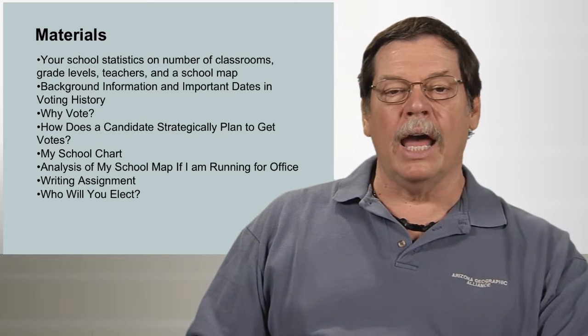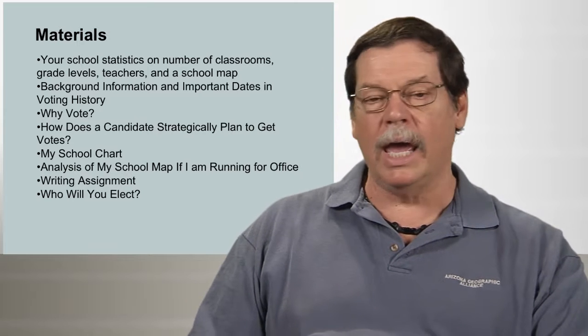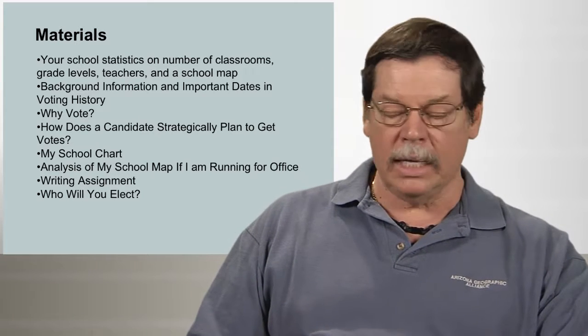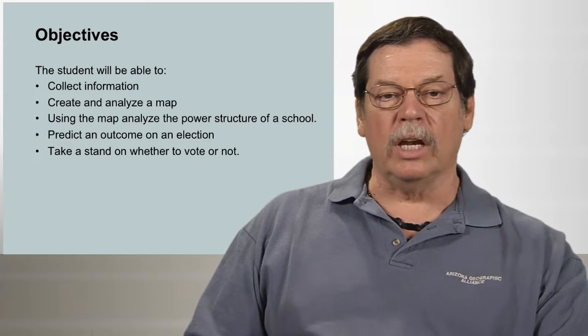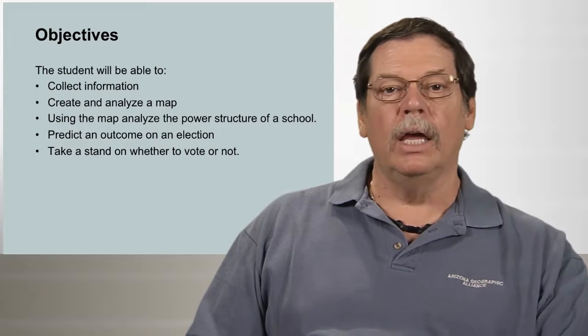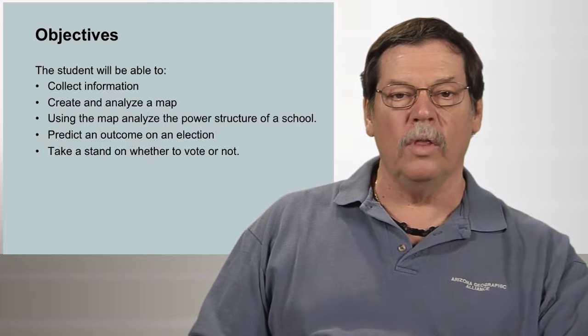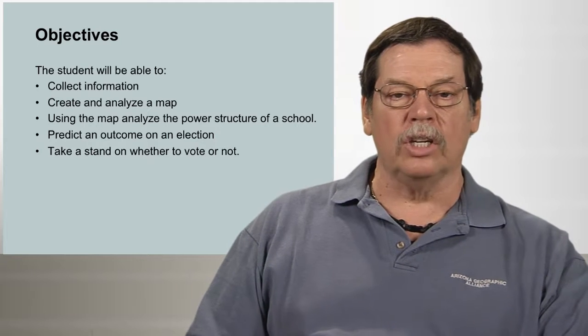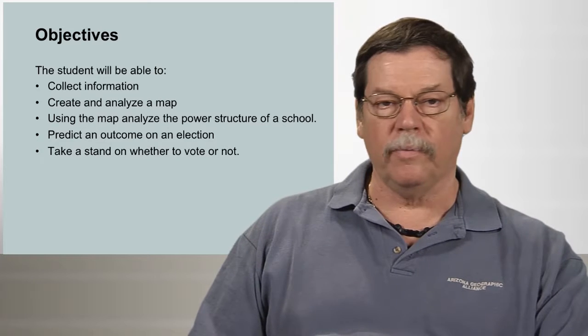You're going to analyze your own school map as if you're running for office, and there's going to be a writing assignment at the end about who you will elect. The objectives today will be to collect information, and create and analyze a map. You're going to create this map to analyze the power structure of a school, predict an outcome of an election, and take a stand on whether to vote or not.